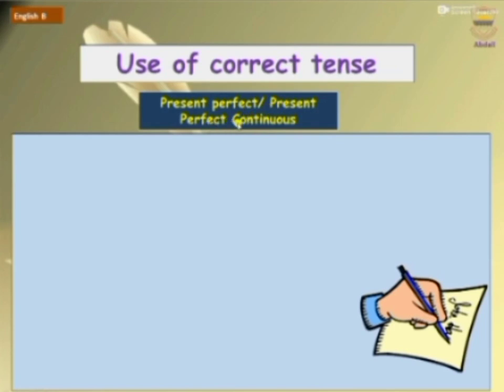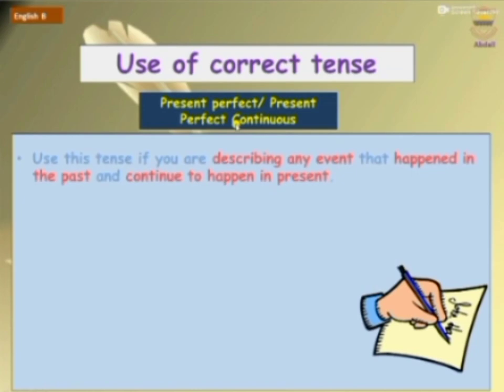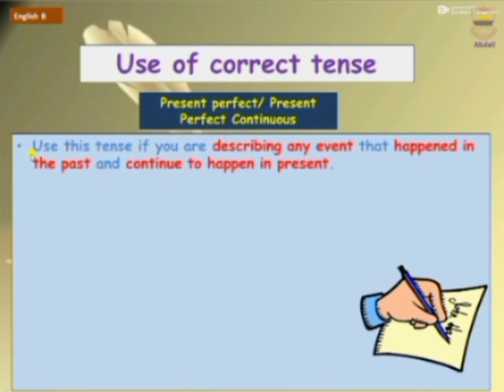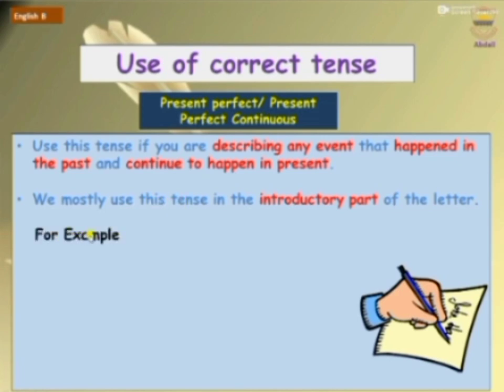Students, now we will discuss present perfect or present perfect continuous tense. My dear students, where do we use these tenses in a letter? We use these tenses if you are describing any event that happened in the past and continues to happen in the present. And we mostly use these tenses in the introductory part of the letter. For example, my vacations have been over.